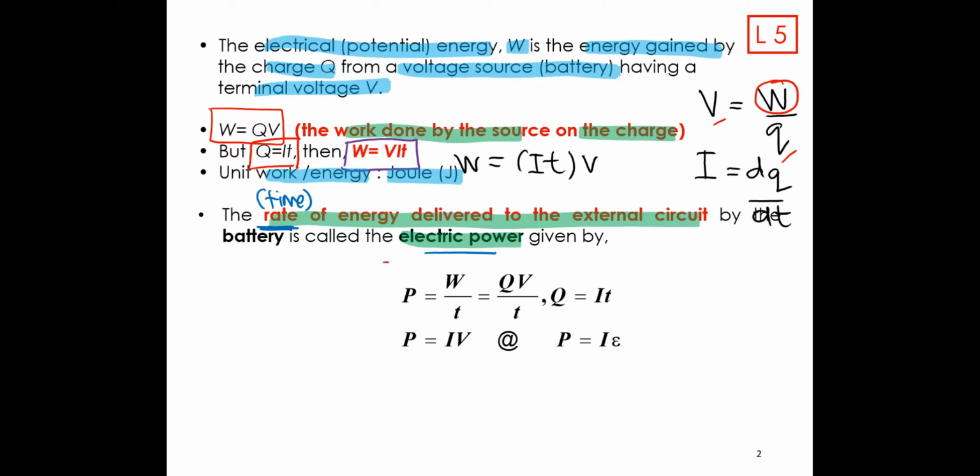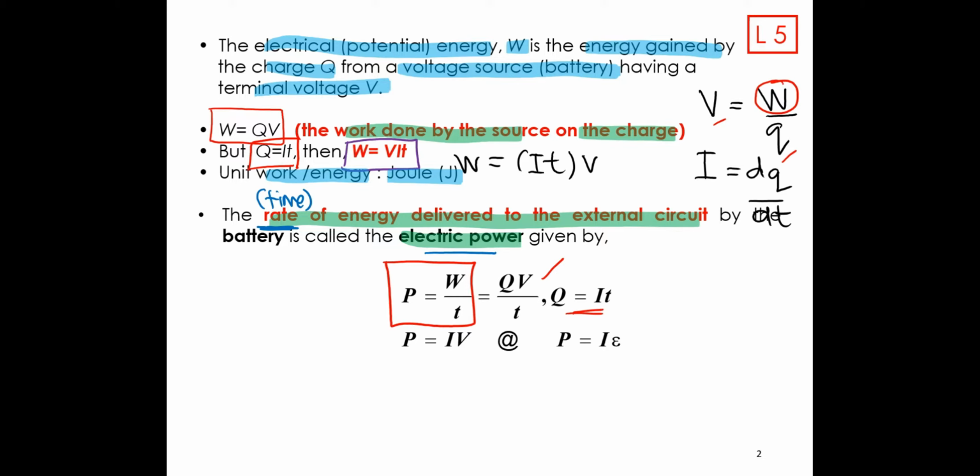Power equals work over time, from chapter 5 in semester 1. Power is the rate of work done, right? W over T, and we know that work equals QV, and Q equals IT. Then we just substitute.